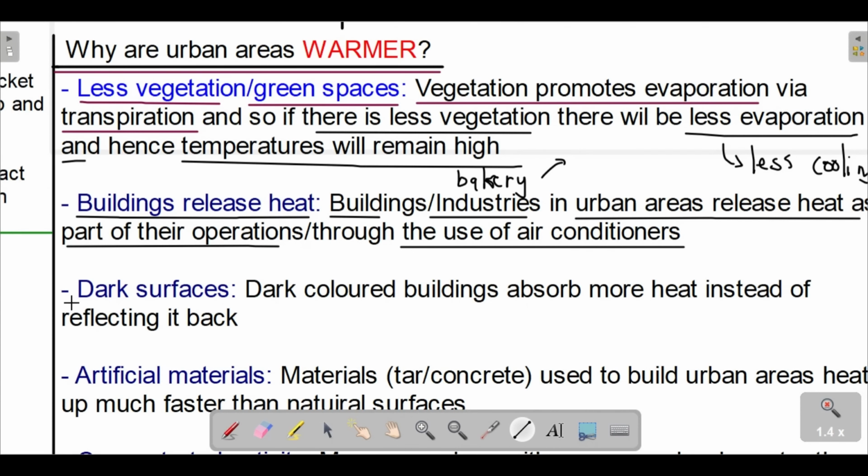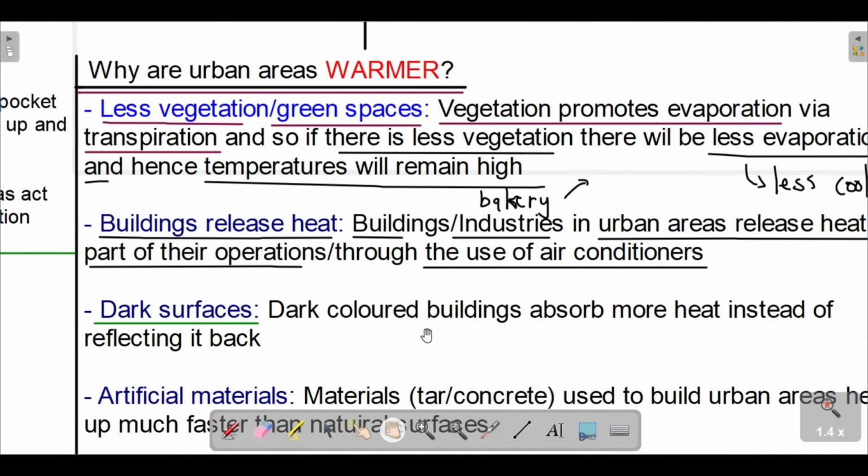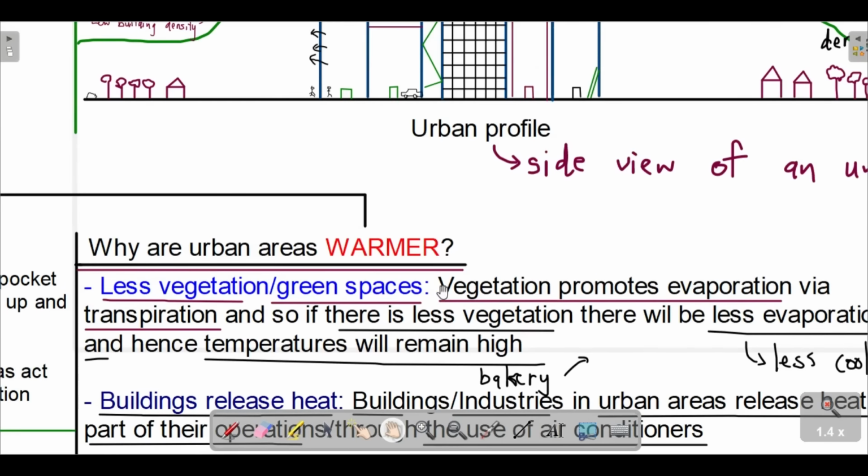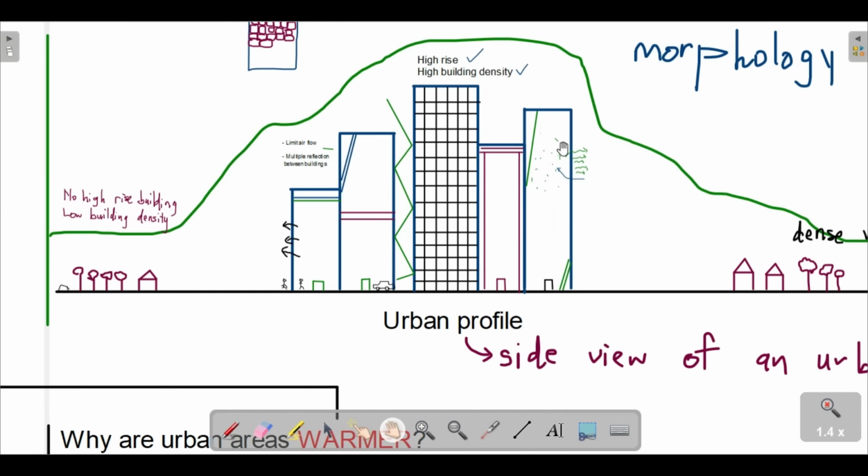The third point is dark surfaces. The color dark or black absorbs heat. So scientifically, it absorbs all electromagnetic radiation. But what's important here is that dark colored buildings absorb more heat than light colored buildings. So instead of reflecting it back, they are going to absorb the heat, and so the heat remains still within the city, within the urban area.